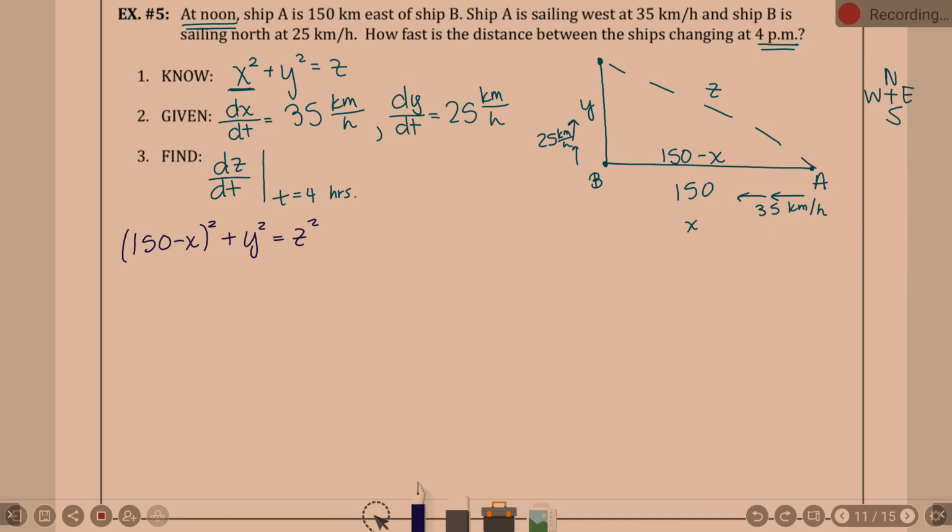Now, let's differentiate. Or we could FOIL that out, but I think I'm just going to differentiate as is. How do we differentiate 150 minus x quantity squared? Okay, it is going to be a chain rule. Outside, it's something raised to the power of 2, yes? How do we do the derivative of something raised to the power of 2?